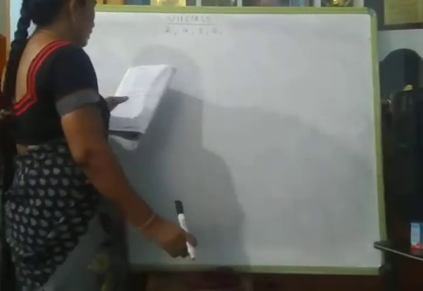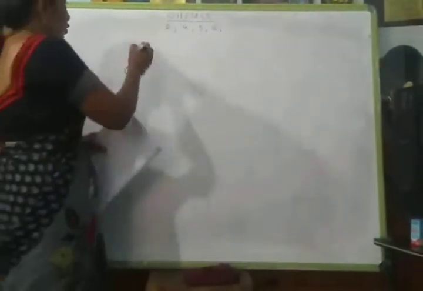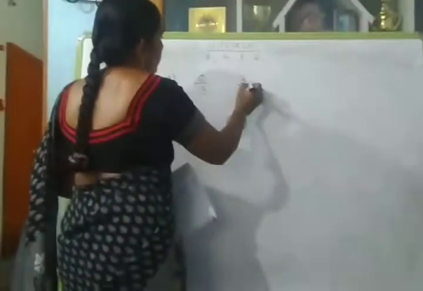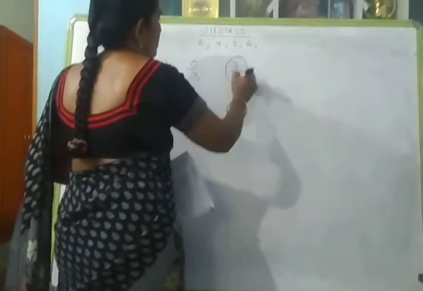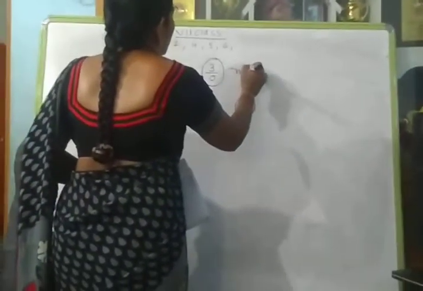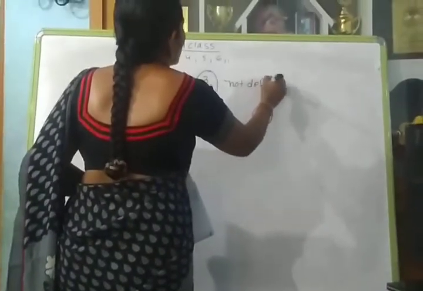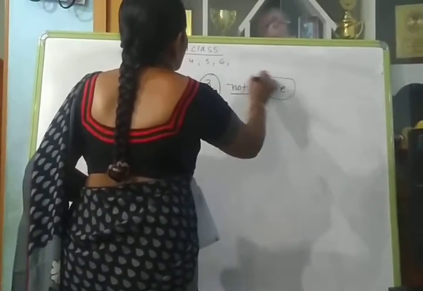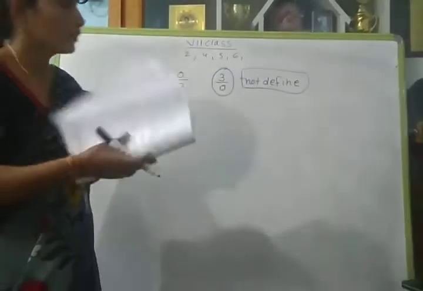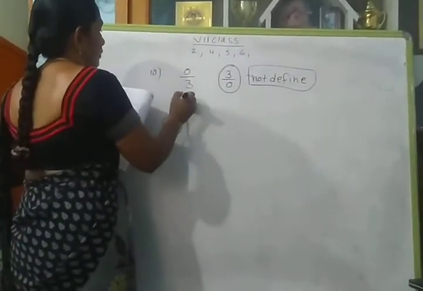Next, 10th one. The reciprocal of 0 by 3. 0 by 3 reciprocal actually 3 by 0. But 3 by 0, any number by 0 not defined. Not defined. That's why 0 has no reciprocal in the set of rational numbers. So here does not exist. Option D. 10th one, option D.